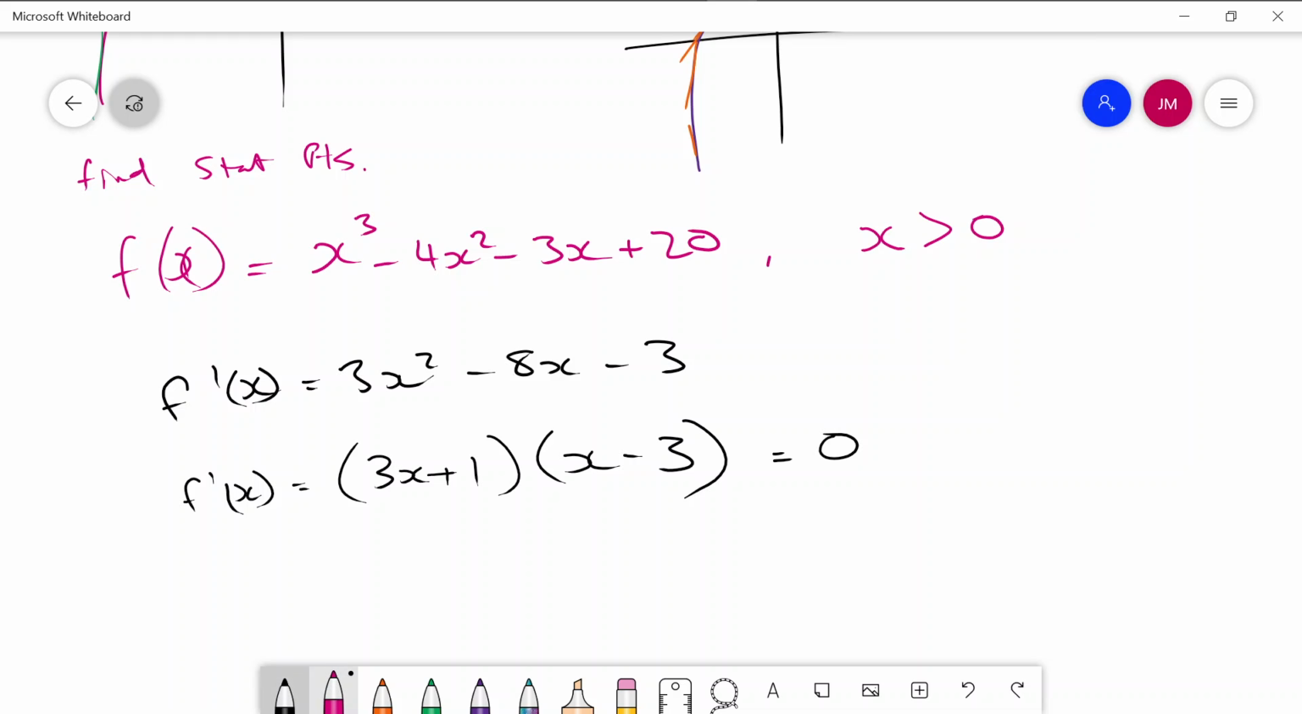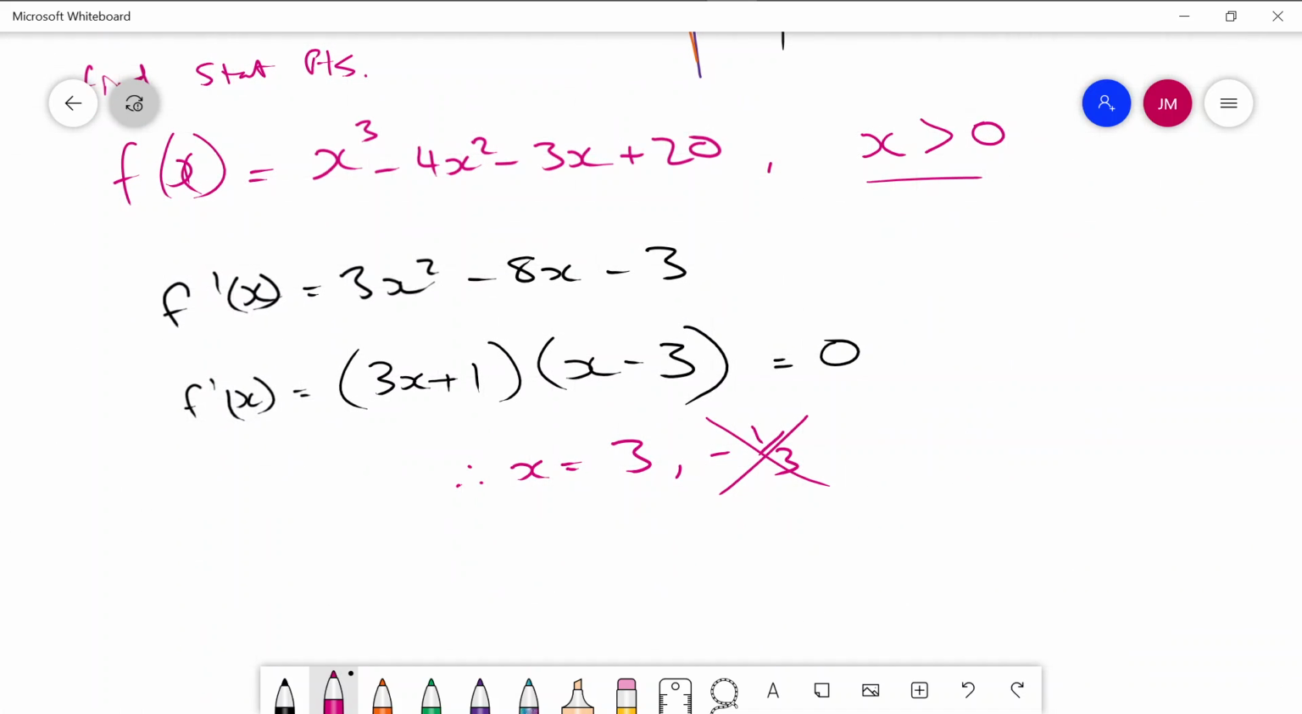To find the stationary point, we need to solve this equal to 0. Using our null factor law, we ask what x value makes these brackets zero. So x could equal positive 3, or over here it would be negative a third. We're going to ignore that one because we only want it when x is greater than 0. So the stationary point occurs at x equals 3. And you go, I'm done.